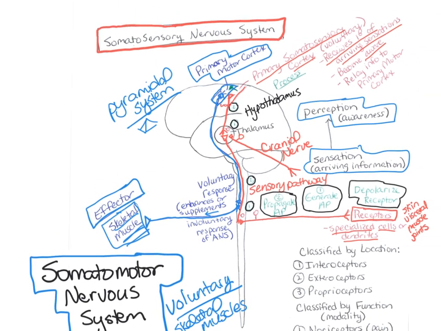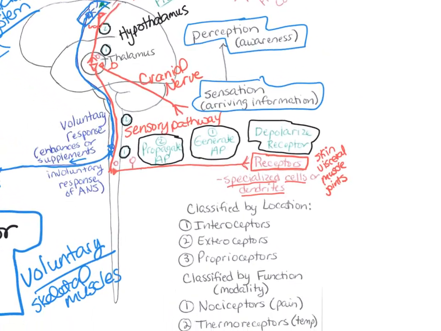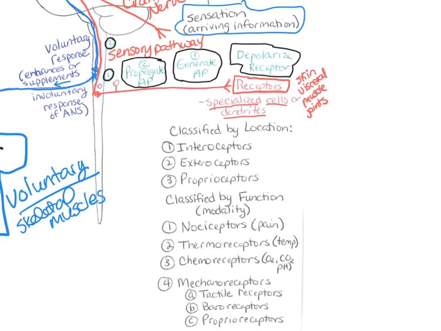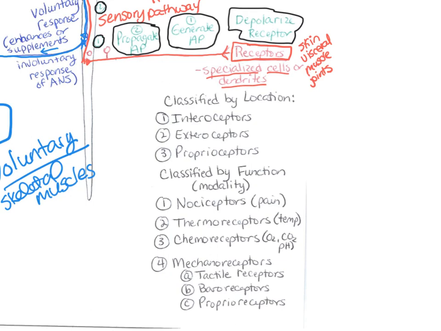So now what we're going to do is go back to the somatic sensory nervous system, and we're going to look at those receptors. And so for the rest of this chapter, we're going to focus on those receptors. Now remember, those receptors are specialized cells, or they're the dendrites, the endings of the neurons. So these receptors can be classified in two different ways. It can either be classified by location, or it can be classified by function, or in other words, what modality are they carrying? What sensation are they carrying?